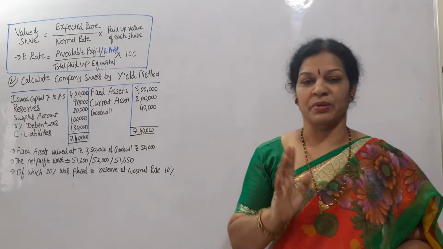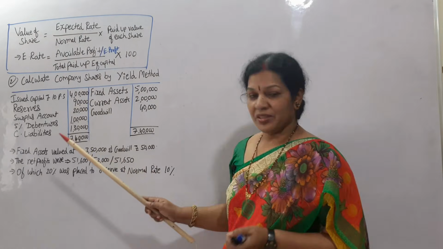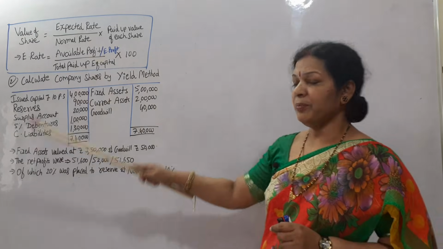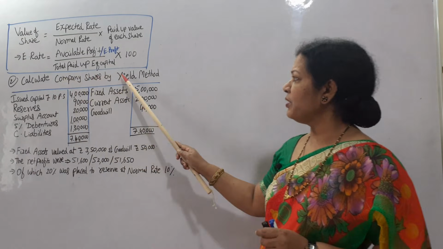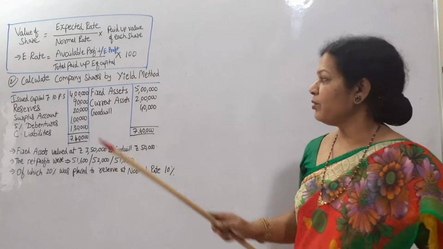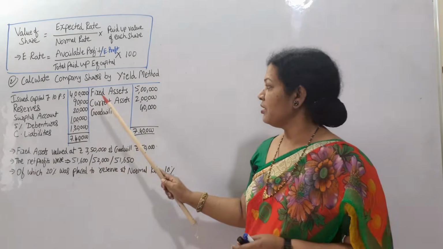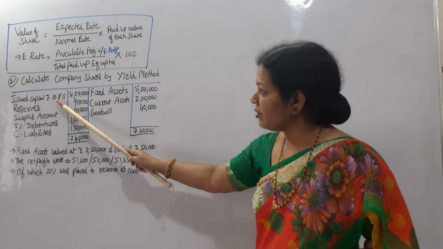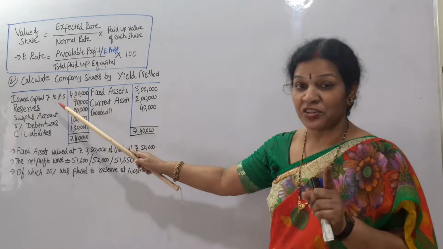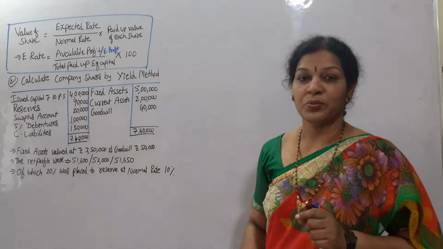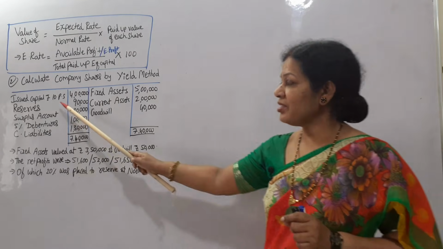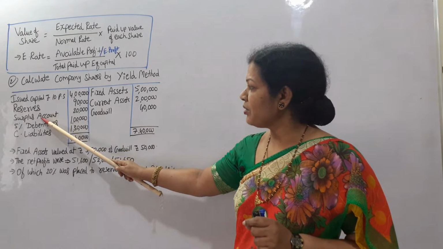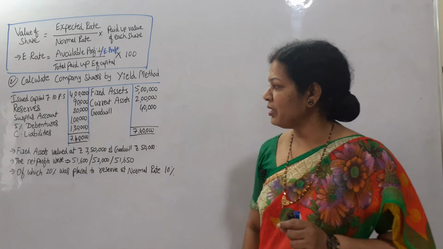Then the problem is simple. Now the second problem I am taking. Calculate the value of company shares by the yield method. Now what is given to us? A balance sheet: fixed assets, current assets, goodwill. Issued capital at 10 rupees per share, total 4 lakh, so this is equity capital. Reserve, surplus, debentures, current liabilities.